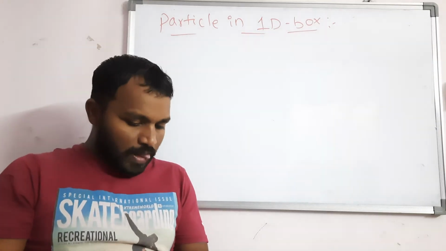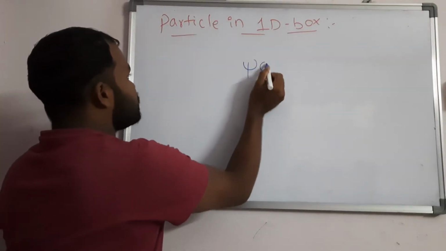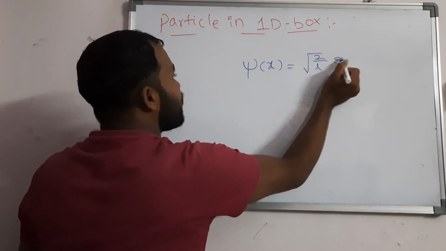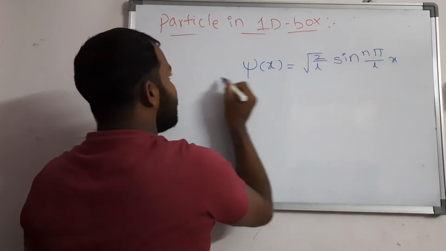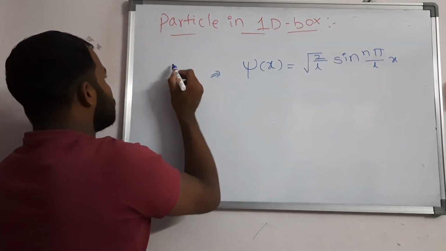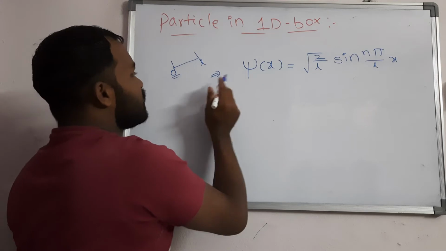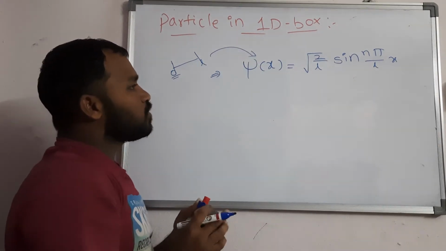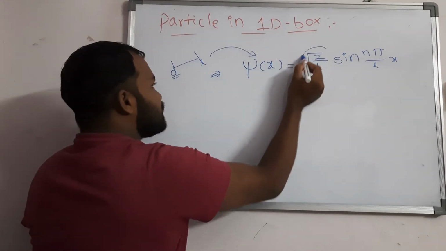Generally, if I talk about this directly, it contains the wave function psi of x is equal to root 2 by L sin n pi by L into x. This is the wave function, in the limits of 0 to L. So in the limits of 0 to L, the wave function is given as psi of x is equal to root 2 by L into sin n pi by L into x. In this, generally this is the A.